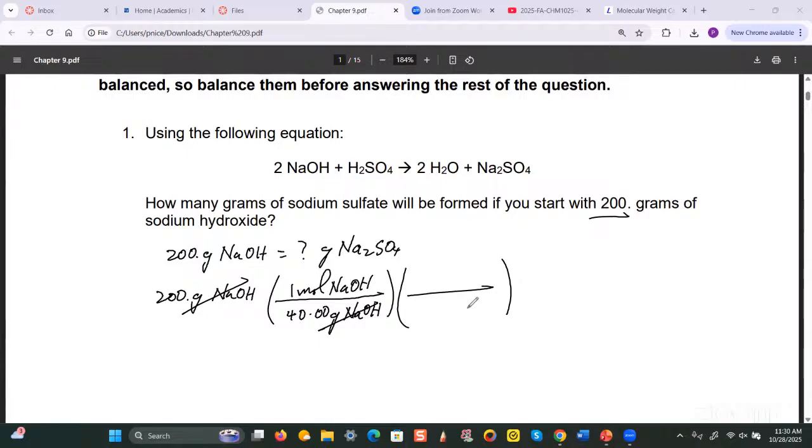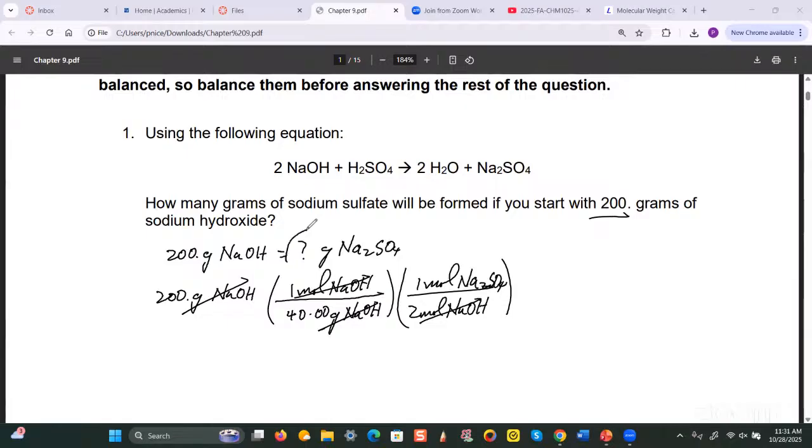One would be 2 moles of sodium hydroxide, and what would go up top? One would go 1 mole of sodium sulfate. Okay, very good. So that this will cancel out with that. So up to this point, we have determined the moles of sodium sulfate.